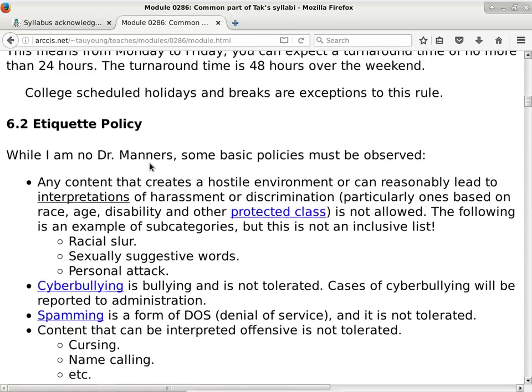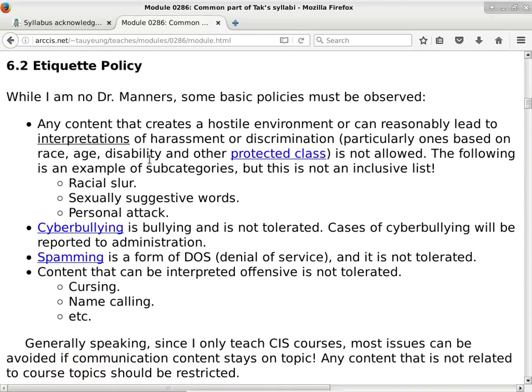Etiquette policy. I'm not really big on manners or etiquette, so the bottom line is, I just want to make sure that the classroom, both online and face-to-face, remains a safe environment and effective environment for everybody to learn and for me to teach. That's the bottom line. I don't really enforce a lot of stuff, as far as etiquette is concerned.